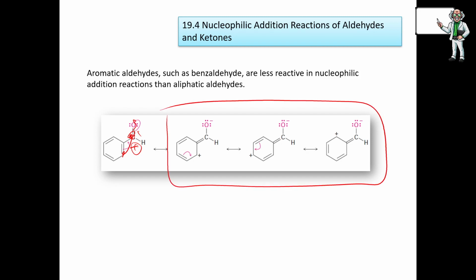That means if we compare an aromatic with an aliphatic one here, the aliphatic has only one resonance form, while the aromatic has four resonance forms. That means it's more stable, that means it will be less reactive. The same for ketones. If we have an aromatic ketone, for exactly the same reason, stabilization of the positive charge by resonance, it will be less reactive.